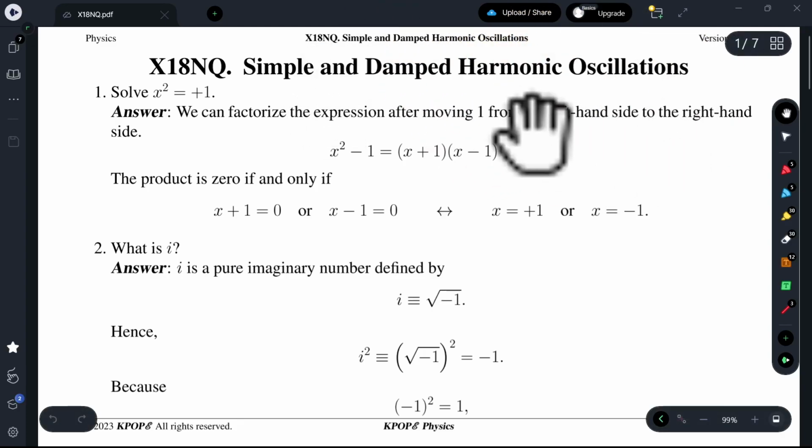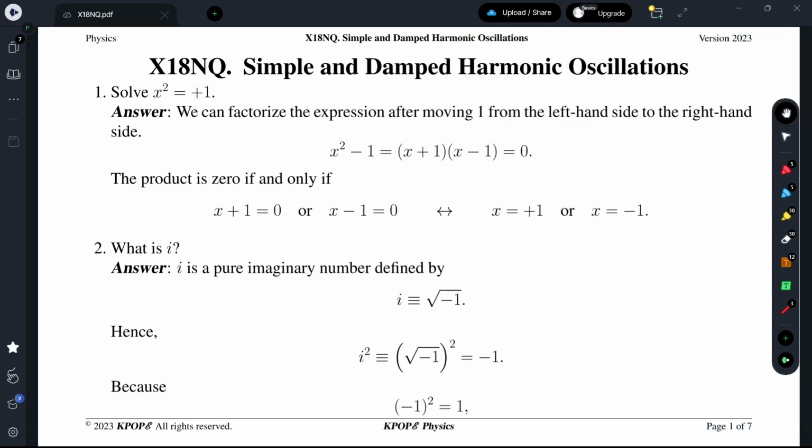Today we study X18NQ, the simple and damped harmonic oscillations. If you have no problem with studying X18Q, you don't have to study this.